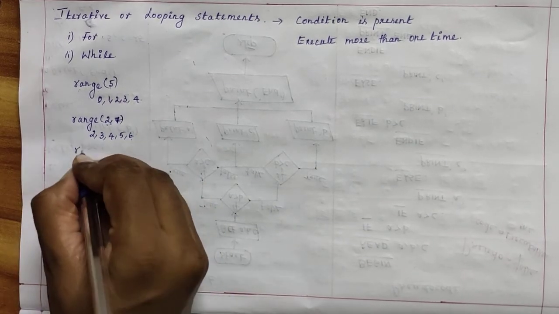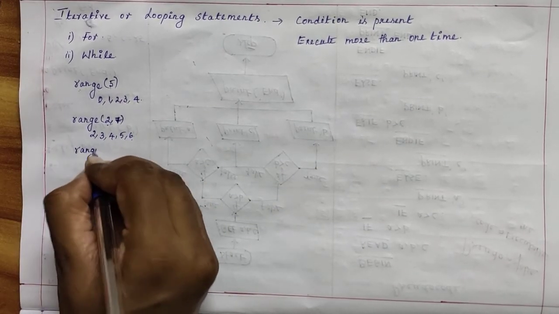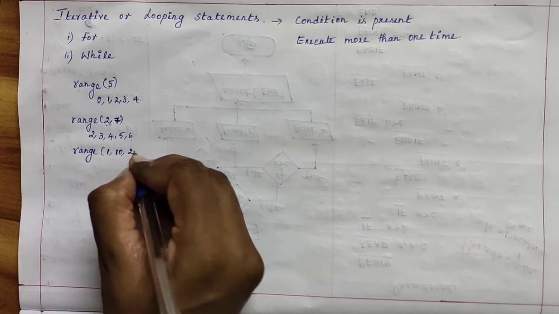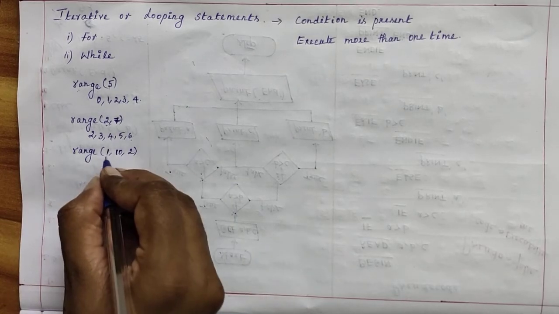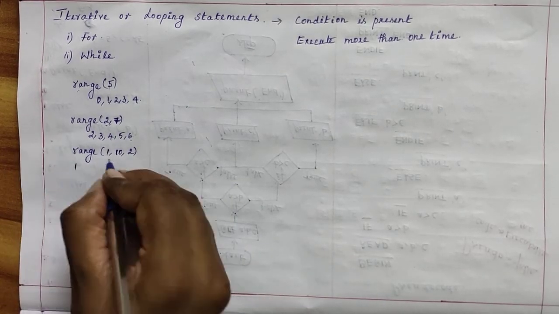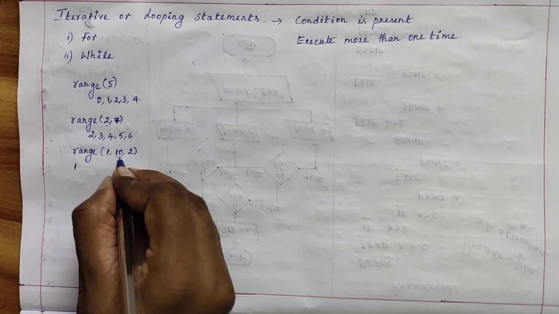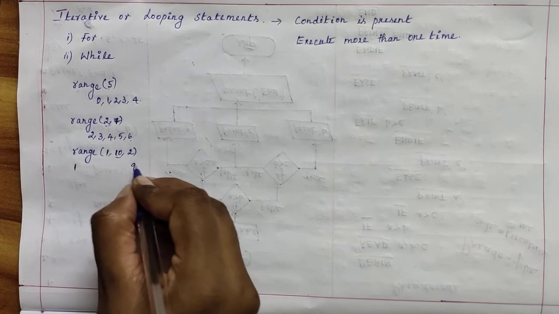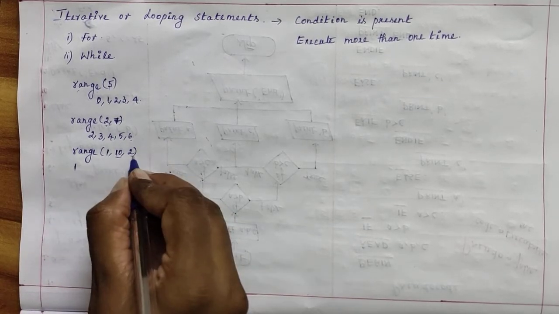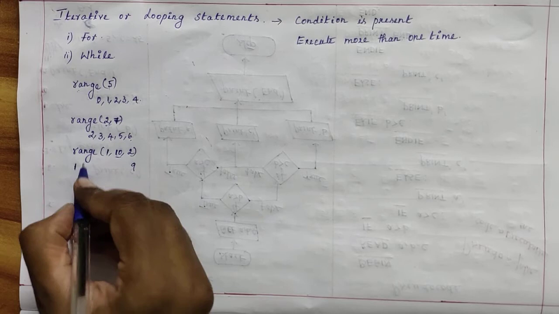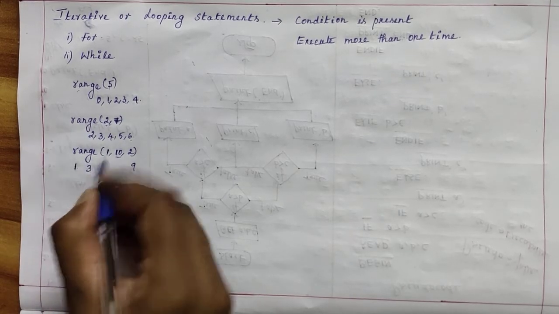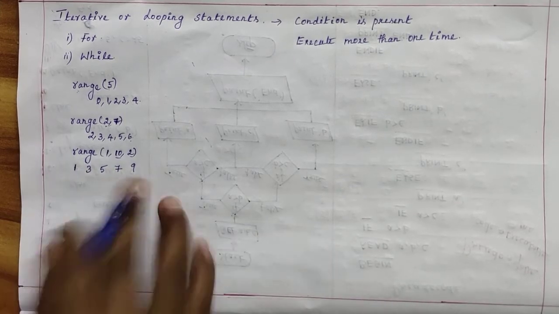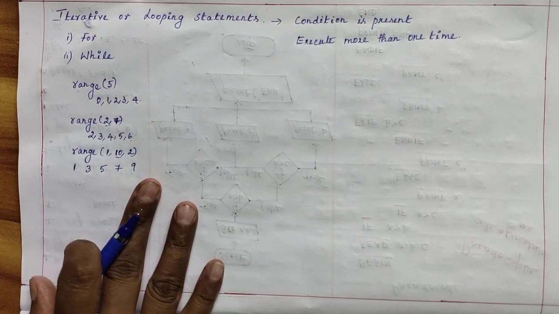Then I'm going to give 3 arguments: range of 1, 10, 2. So what's the output? Here the starting value is 1 and the ending value is 10. When we specify 10, it will go up to 9 only. Then the step value, that is the increment. So 1 plus 2 is 3, 3 plus 2 is 5, 5 plus 2 is 7, 7 plus 2 is 9. So this is the output of the range function.